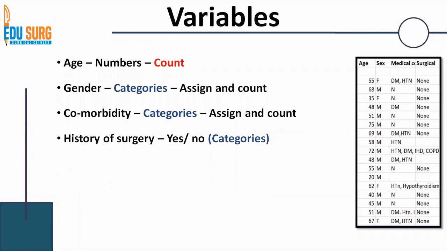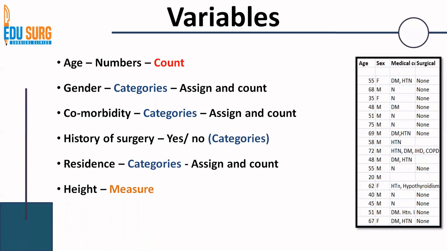History of surgery is a dichotomous variable, that is, there are two possible answers, yes or no. So yes and no are categories. So again, categories: assign and count. Similarly for residence, you are going to give certain categories, say based on area or based on building or based on type of ventilation, but they are all going to be categories which you are going to assign and then count.